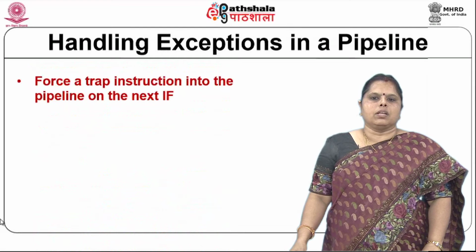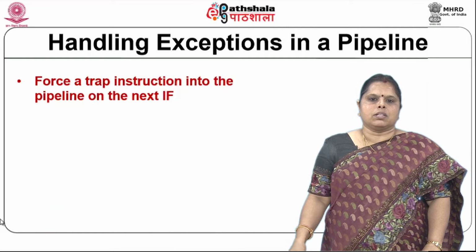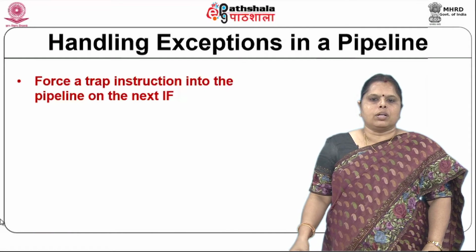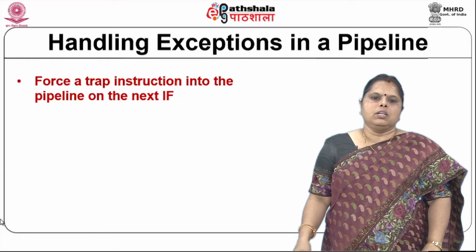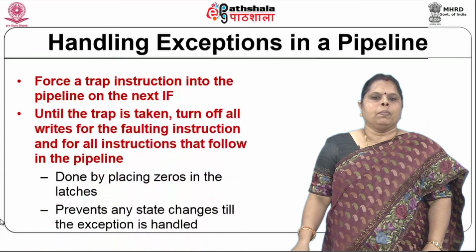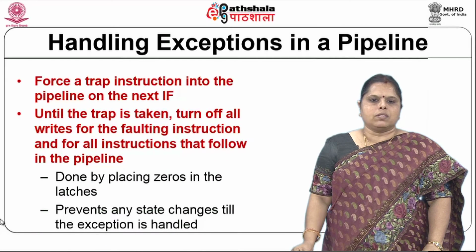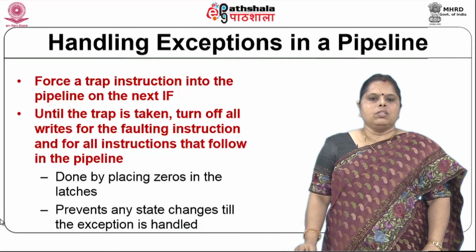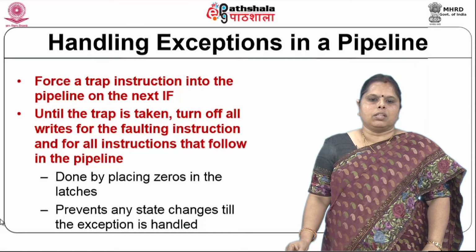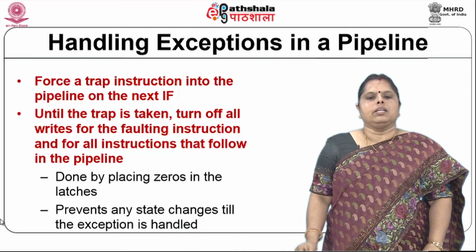So, handling exceptions in a pipeline. Normally, when an exception has occurred in an instruction in the pipeline, we force a trap instruction into the pipeline on the next instruction fetch. Instead of fetching the next instruction, we force a trap instruction, and until the trap instruction takes effect, we make sure that all writes for the faulting instruction as well as the instructions that follow it are turned off. This is done by placing zeros in the latches. Instead of writing appropriate control signals or other values, you just place zeros in the latches and prevent any state change till the exception is handled.